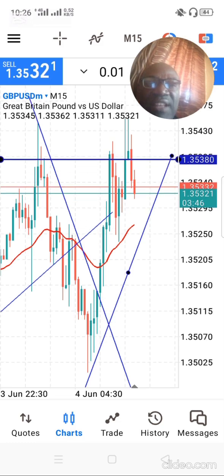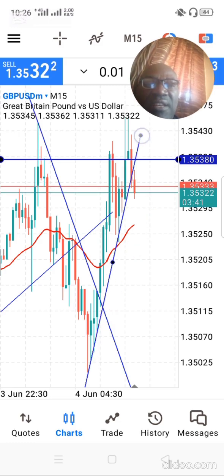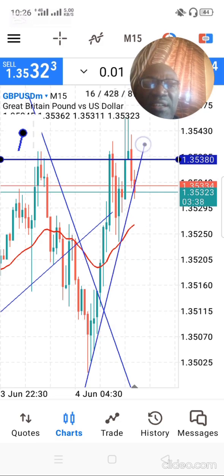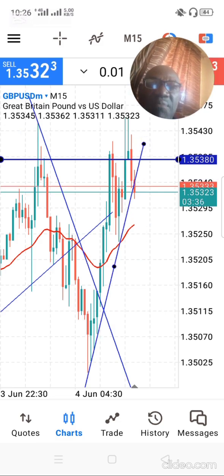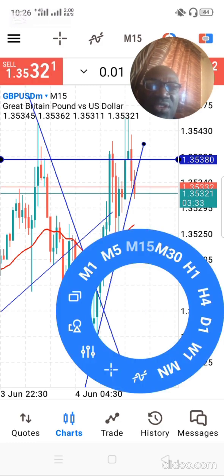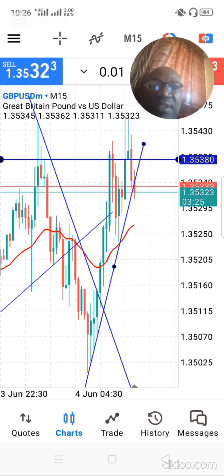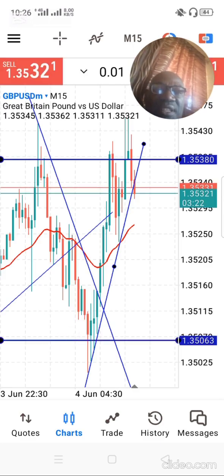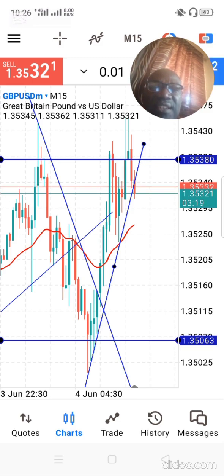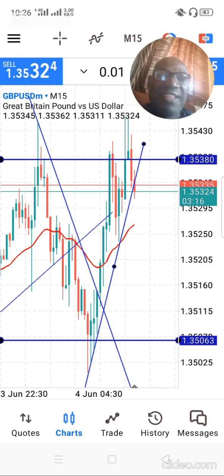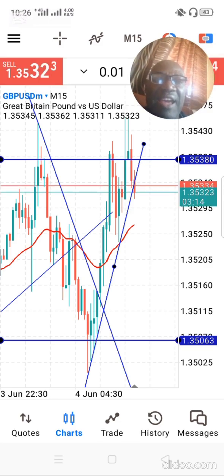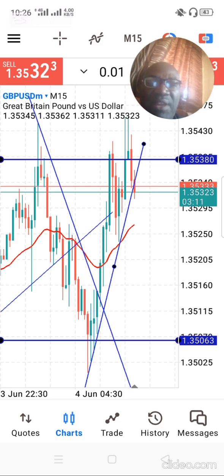Now, if you see right here, you will see that it's going in between these ranges. It's going in between that range and this other range. If you see it, I put it there. Price is dancing in between this range. Now I took the price from down here up. That was when I made profit.